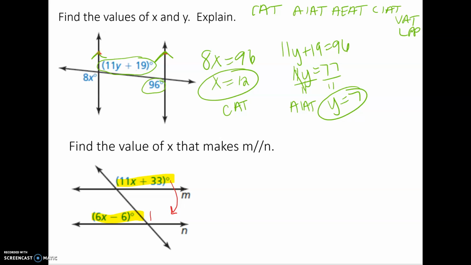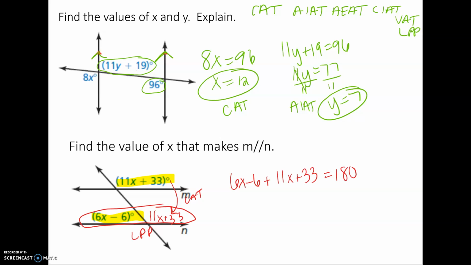So what I would do is probably move this down here. I'm going to move it because they're corresponding. And then I'm going to look right here. Those two create a linear pair. So my linear pair postulate says those should add up to be a supplementary angle. So they're going to add up to 180 degrees. And I'm going to solve for x that way.